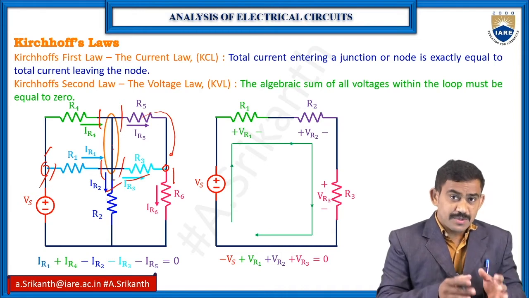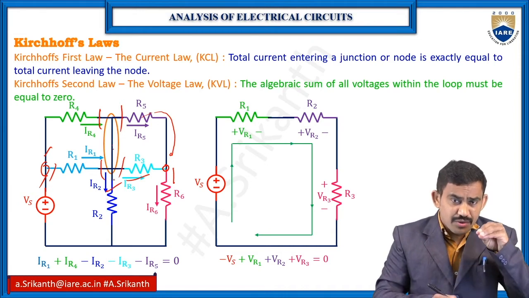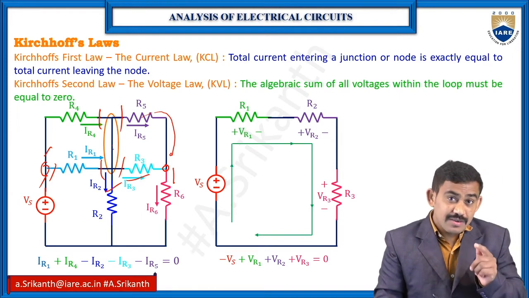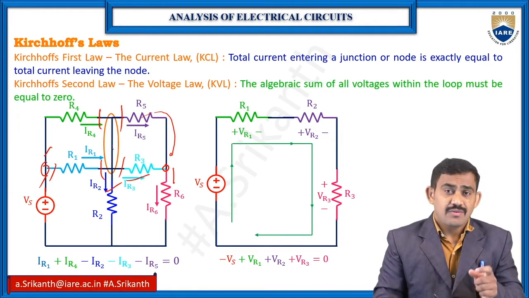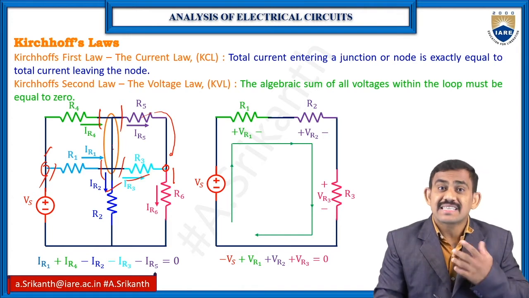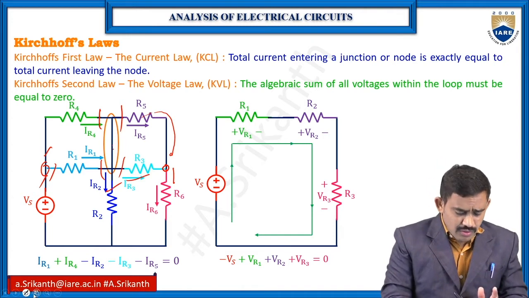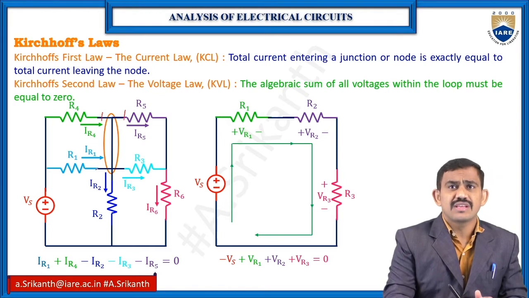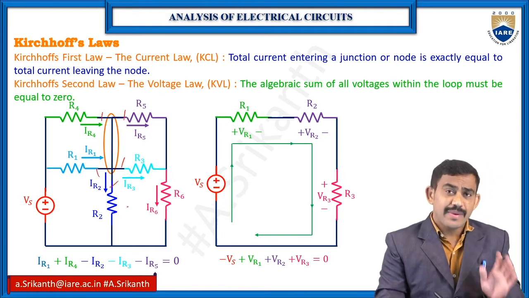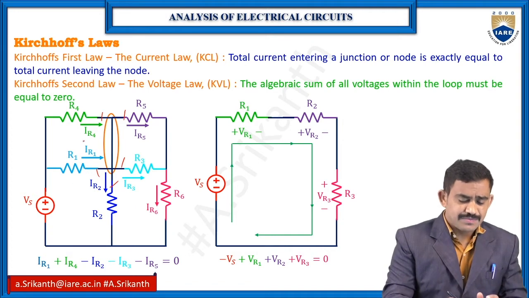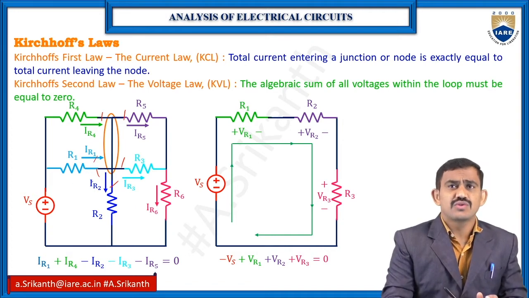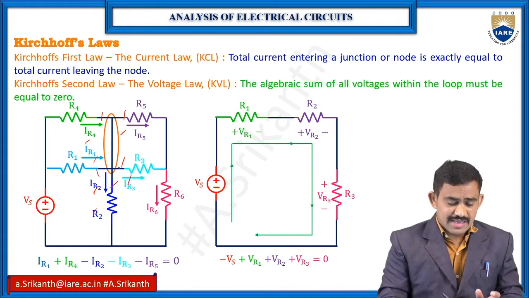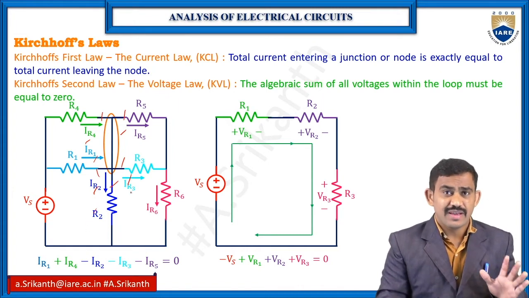Just observe. Suppose you are considering one particular node. For that node, how many branches are connected and what are the branch currents? Clear? So coming to this circuit, here we have 5 branches, 1, 2, 3, 4, 5 branches. So what are the 5 branch currents? Here we have IR1, IR2, IR3, IR4, IR5, so 5 branches, 5 currents.